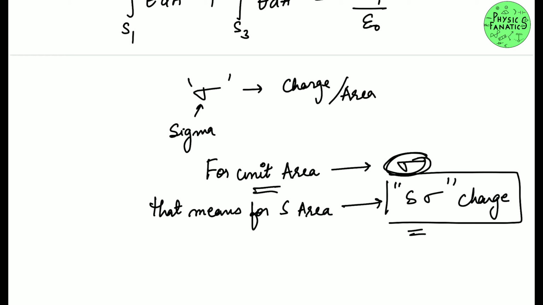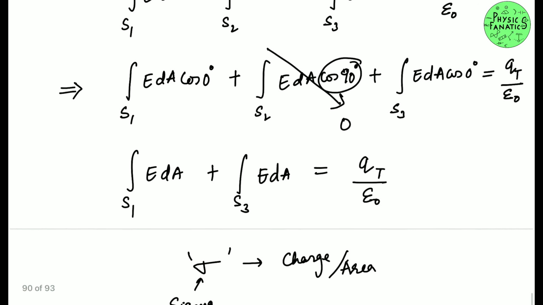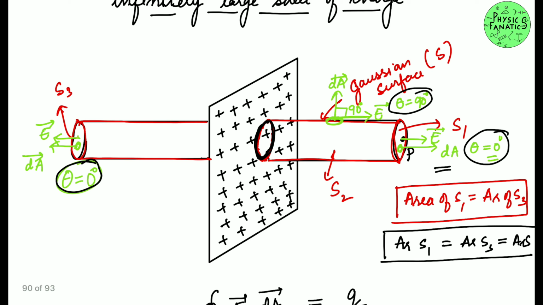It is the same as this example. If for 1 rupee you get 10 paise, that means for 10 rupees you will get 100 paise, 10 multiplied by 10. Very similarly, for unit area you get sigma charge, so for S area you will get S times sigma charge. So I can see that this particular area has sigma times S charge.